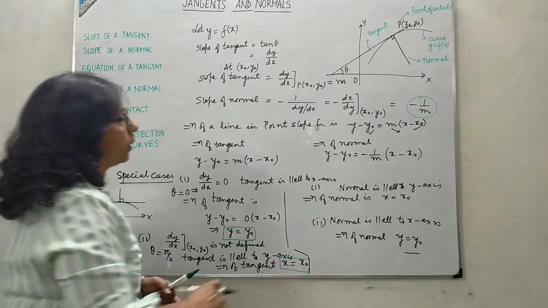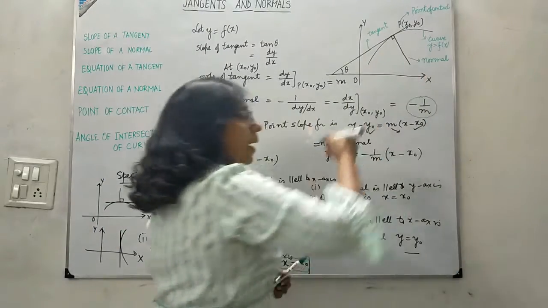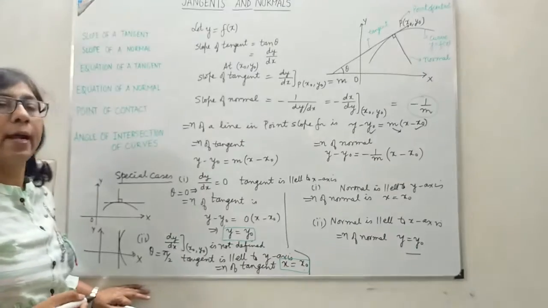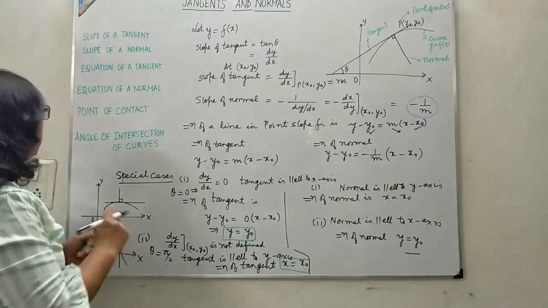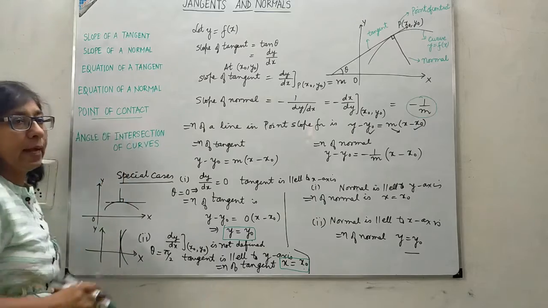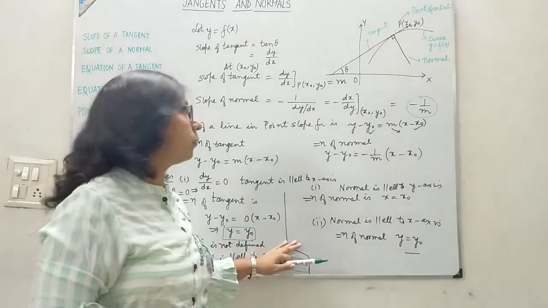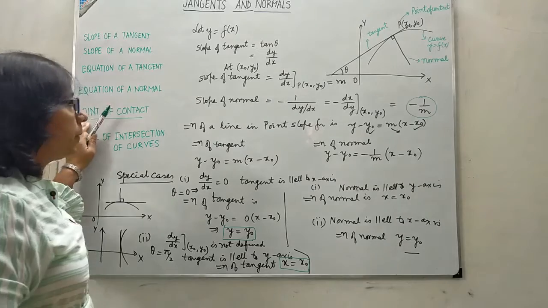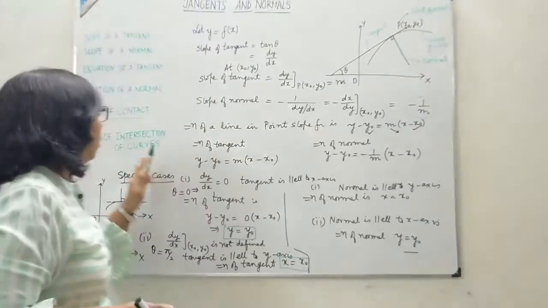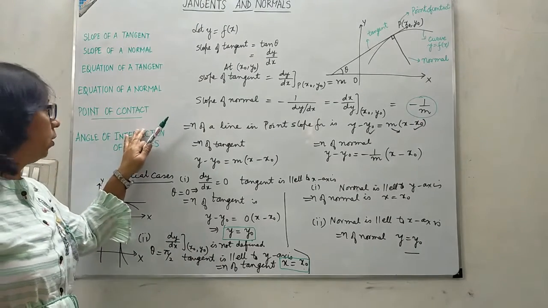Now, gradient of a curve is defined as slope of tangent to the curve at that point. Now, for the point of contact, there is no such rule to find it, but there must be certain conditions given from which we can find the point of contact.